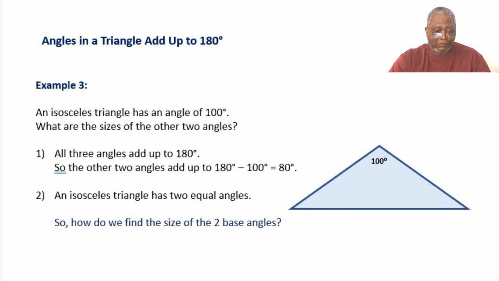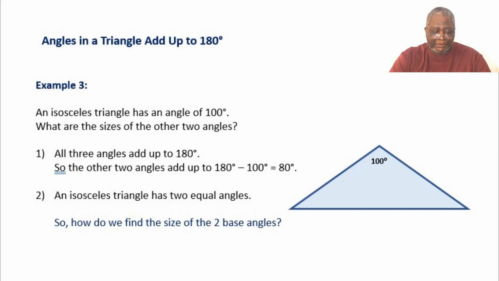We look at example 3. An isosceles triangle has an angle of 100 degrees. What is the size of the other two angles? What's an isosceles triangle? It means that it has two equal sides and a base side. So all three angles add up to 180 degrees. Again, remember that. So the other two angles add up to 180 degrees minus 100, which is equal to 80 degrees. An isosceles triangle has two equal angles. You need to remember that.